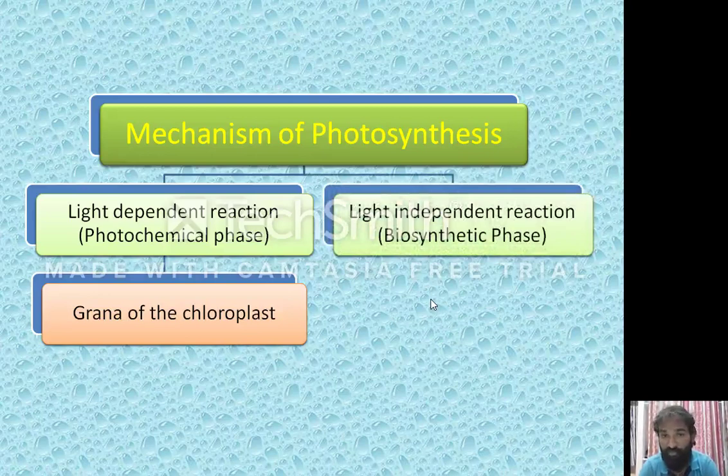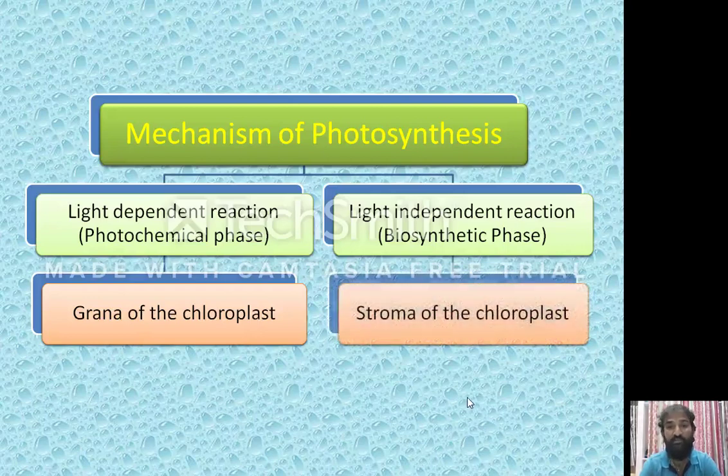The second phase is the light independent reaction, also called the biosynthetic phase. Where does it take place? It takes place in the stroma of the chloroplast. So the mechanism of photosynthesis is divided into two phases: the light dependent phase, or photochemical phase, and the light independent phase, or biosynthetic phase. The photochemical phase takes place in the grana of the chloroplast and the light independent phase takes place in the stroma of the chloroplast.